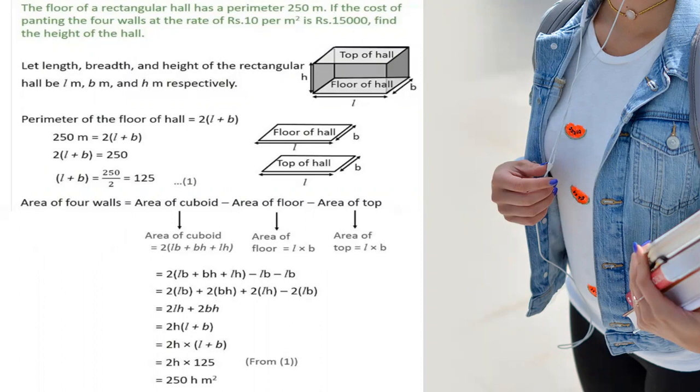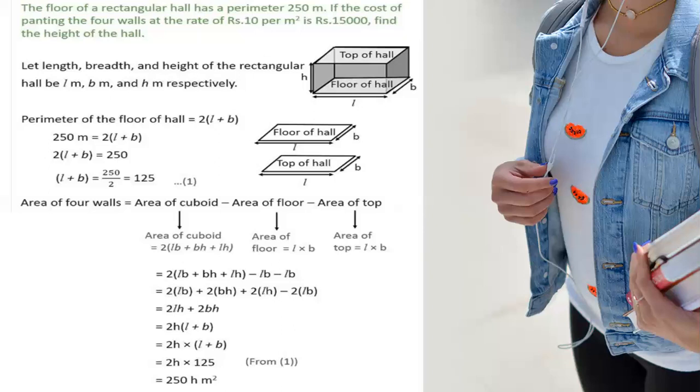So given the perimeter of the room, that is the perimeter of the floor, which is 2(L + B), so 2(L + B) is equal to 250 meters. Therefore, L + B is equal to 250 by 2, that is 125 meters. So we need to find the cost of painting the 4 walls, which can be done in 2 ways. One method is by finding the lateral surface area of the cuboid, and the other method is the area of the cuboid minus the area of the floor minus the area of the ceiling.